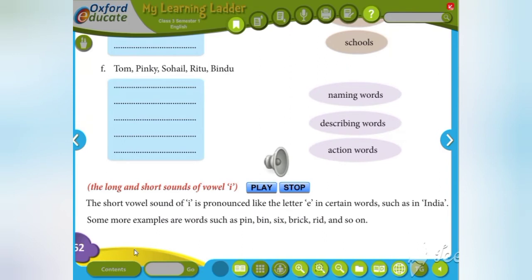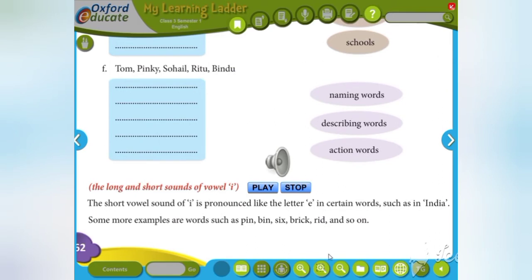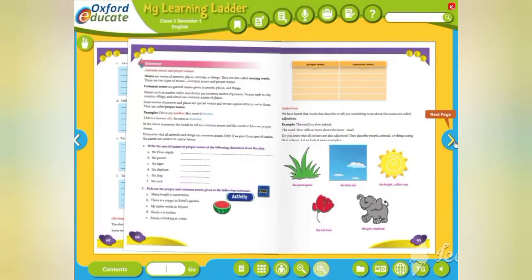So see here, pin. Are we pronouncing it as pine or pin? Pin, right? So for the letter I, we are using which sound? E sound, right? Pin, bin, six, brick, rid, right? So if you are using the letter I and making the sound E, then it is a short vowel sound. Okay, and now we shall see the long vowel sound of letter I. Now let's move to the next page.